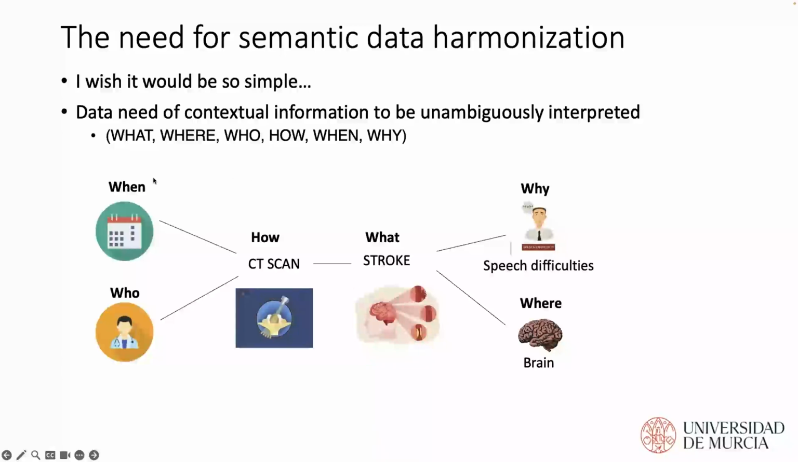So when was it obtained? Who did the diagnosis? How was it obtained? Through a CT scan image. So why was this done? Maybe because the patient arrived with some speech difficulties. And of course, where is this located in the brain?